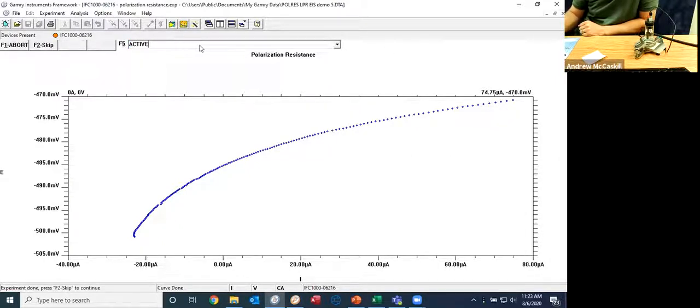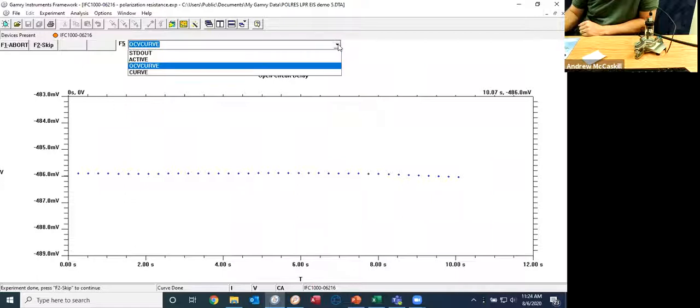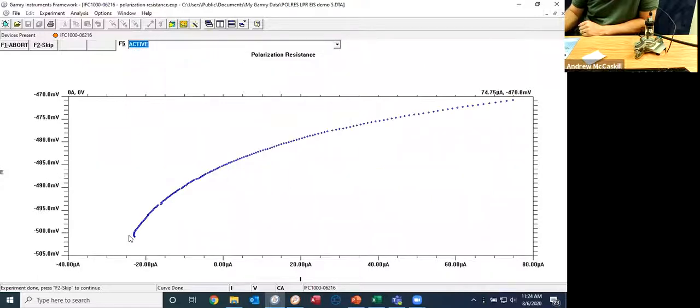Excuse me one second. Things are popping up on me. All right, here we go. So our open circuit was right here at 486. Like I said, we scanned about 15 millivolts on either side, and it looks like it's finished.